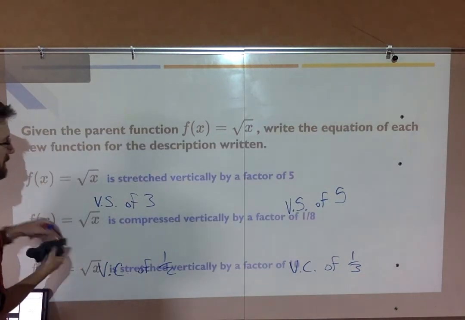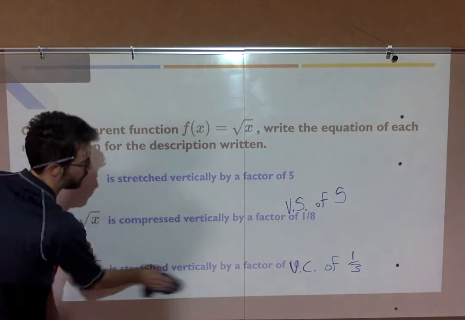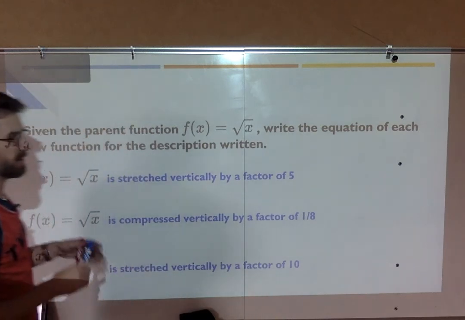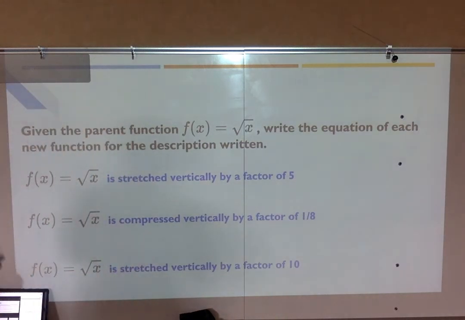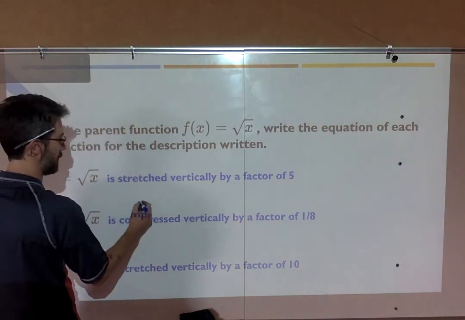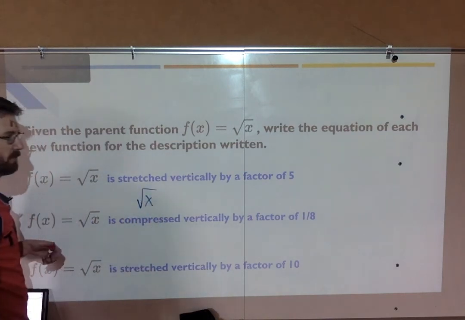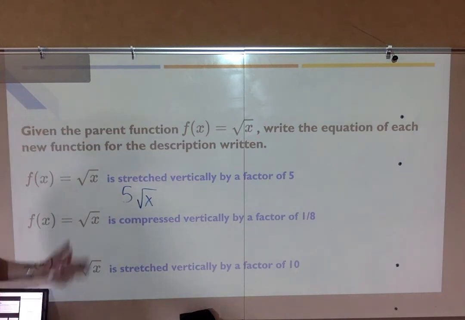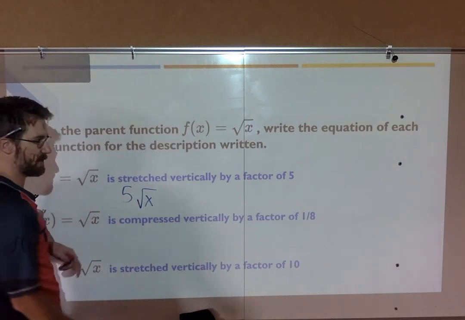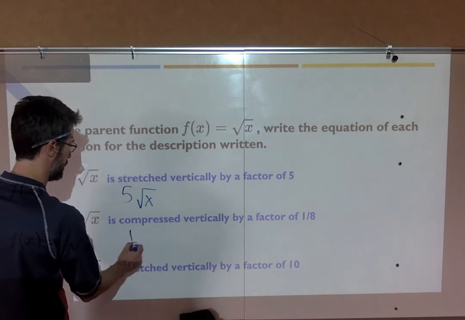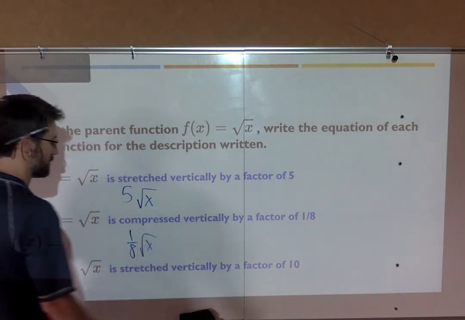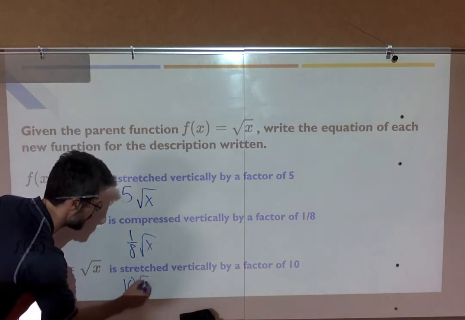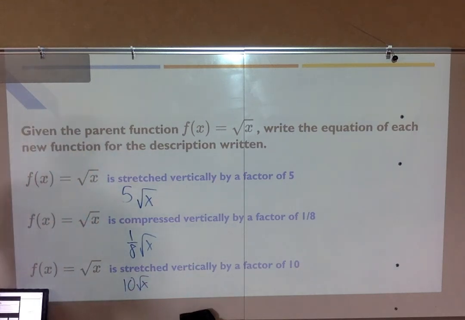All right, same idea, except backward. Nice part about this is if it's just a vertical stretch or compression, really, for all of these, you can start with that. Stretched vertically by a factor of 5, boom, put a 5 in front of it. That's all there is to it. Compressed vertically by a factor of 1/8, 1/8 times square root of x. Stretched by a factor of 10, 10 times the square root of x. And that's all there is to that.